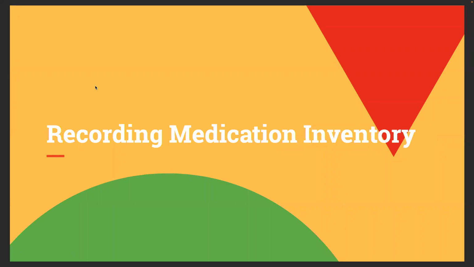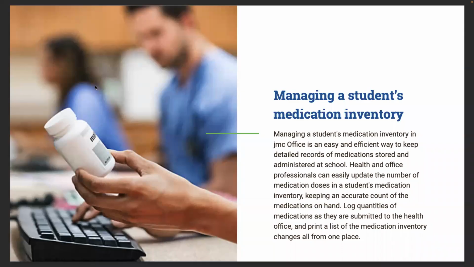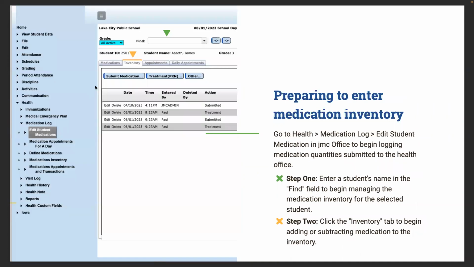Recording medication inventory. Managing a student's medication inventory in JMC Office is an easy and efficient way to keep detailed records of medications stored and administered at school. Health and office professionals can easily update the number of medication doses in a student's medication inventory, keeping an accurate count of the medications on hand. Log quantities of medications as they're submitted to the health office and print a list of the medication inventory changes, all from one place. Go to Health, Medication Log, Edit Student Medication in JMC Office to begin logging the medication quantities.